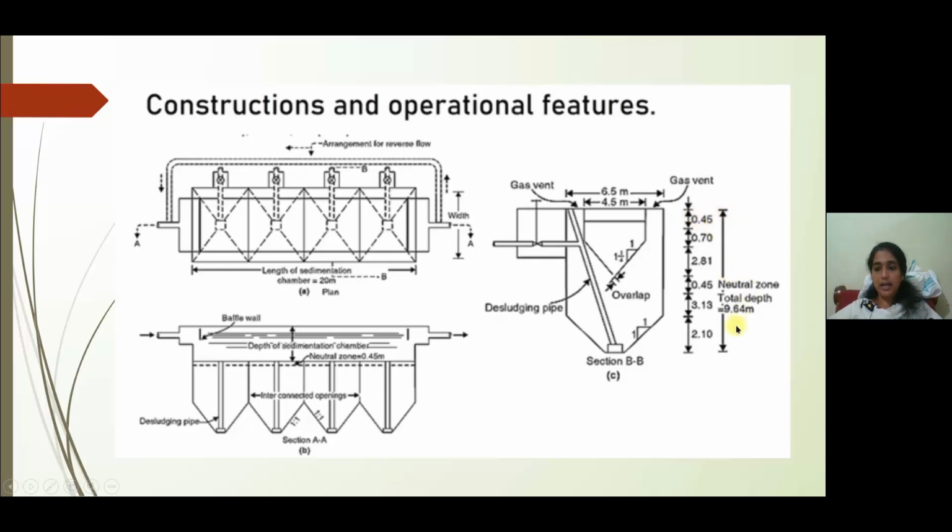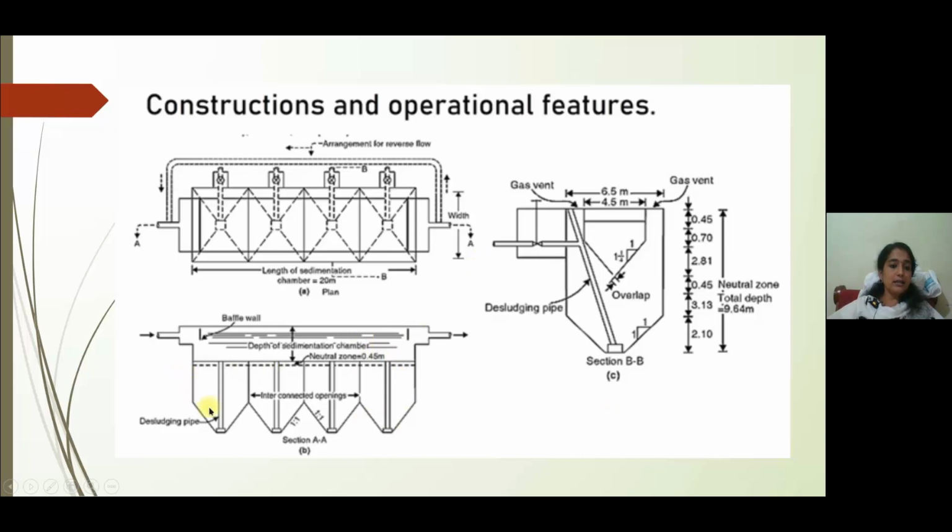The total depth can be calculated by adding up the depth of the neutral zone, plus the depth of the sedimentation chamber, plus the depth of the digestion chamber. Here in figure B, that is section AA. Section AA means lengthwise section.